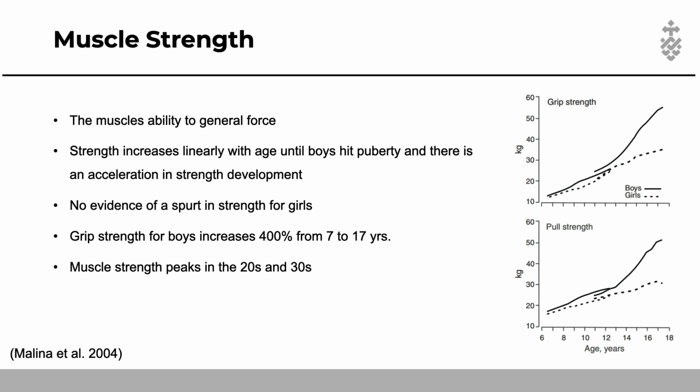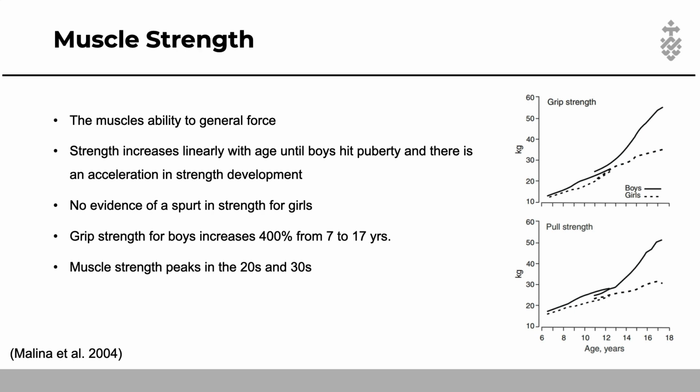Now, if we look at these figures, there's a consistent rise in strength from around 3 years of age onwards. And in these graphs, we can see grip strength and pulling strength have been measured for young boys and girls up until 18 years of age. The boys are represented by the solid line, whereas the girls are represented by the dotted line. And we can see the trend is pretty similar between grip strength and pull strength. For boys, we see that strength increases pretty linearly with age until about 13 or 14, when there's a steep acceleration in strength development. And that occurs with the adolescent growth spurt, with the introduction of testosterone. Grip strength actually increases by 400% from 7 to 17 years of age in boys.